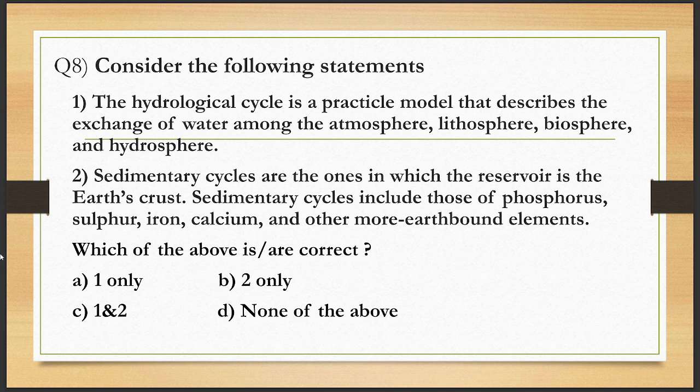Question number 8. Consider the following statements. Statement 1. The hydrological cycle is a practical model that describes the exchange of water among the atmosphere, lithosphere, biosphere and hydrosphere. Statement 2. Sedimentary cycles are the ones in which the reservoir is the earth crust. Sedimentary cycles include those of phosphorus, sulphur, iron, calcium and other more earthbound elements. Which of the above is or are correct statements? A 1 only, B 2 only, C 1 and 2, or D none of the above.